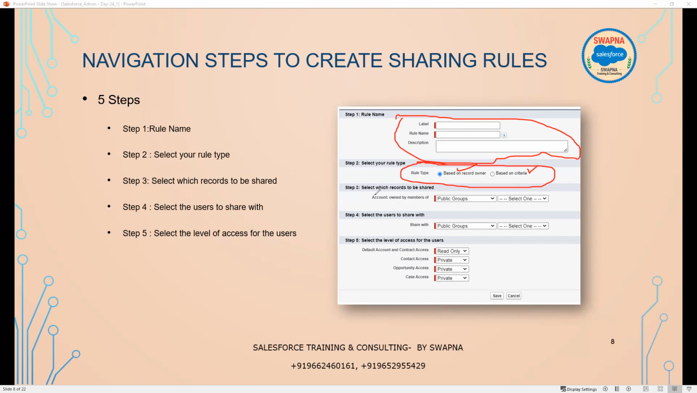And the third step is which record you want to share, and with whom? Do you want to share with the public group, roles and subordinates? And here the fourth step is, if you want to share with a user, any users you want to share it with. So based on the owner is which user and which user you want to share. Who is the owner holding the record.